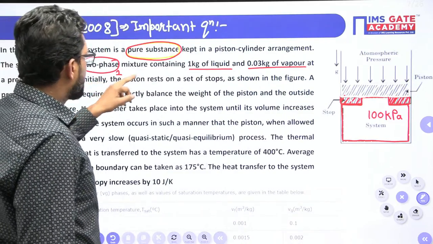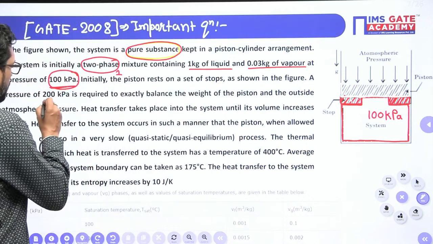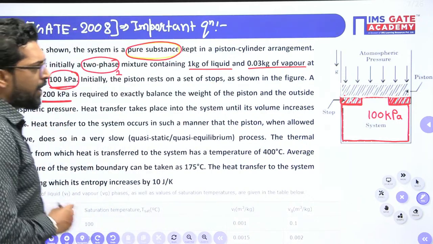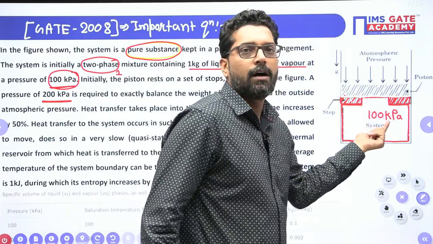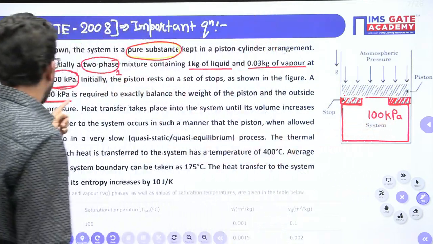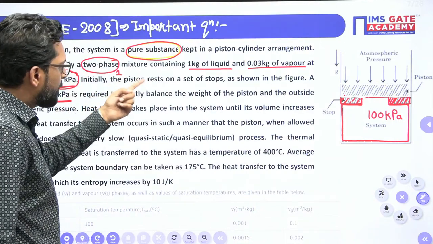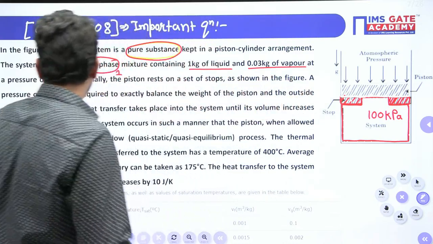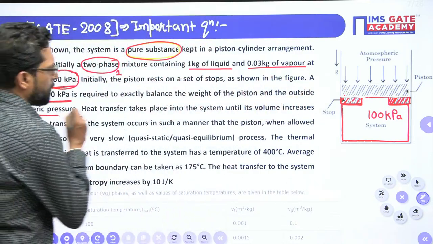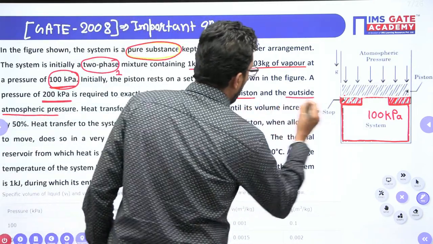Now, the piston rests on the stops, as shown in the figure, at a pressure of 200 kilopascal. Now we increase the system pressure. How much? 200 kilopascal is required to exactly balance the weight of the piston and the outside atmospheric pressure. This line is very important: the weight of the piston and the outside atmospheric pressure.